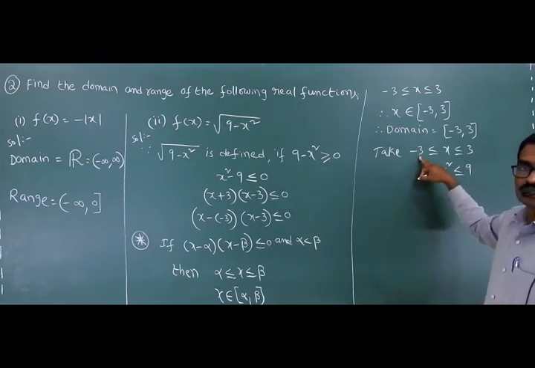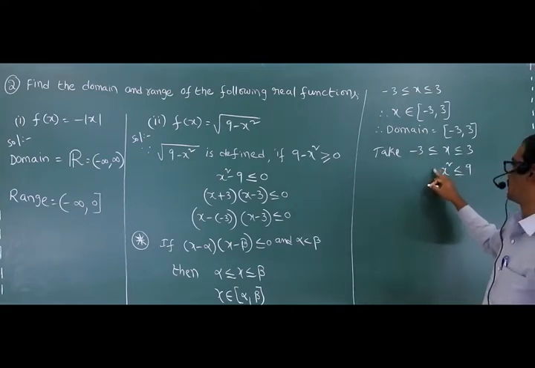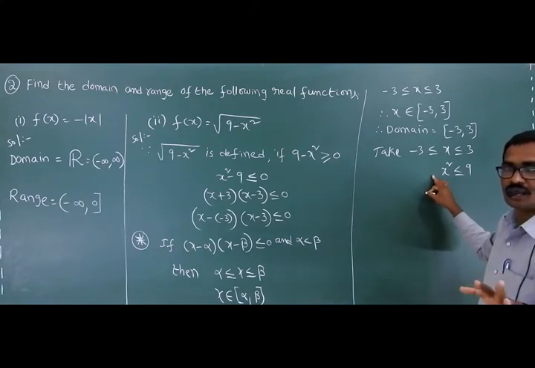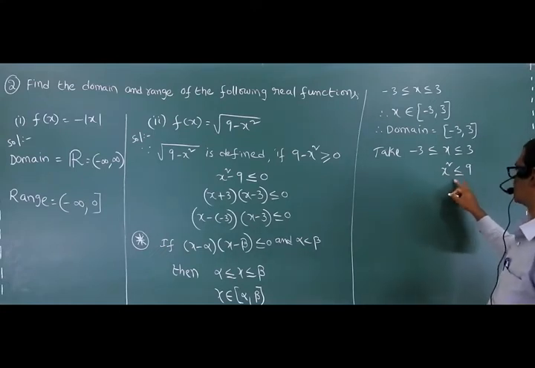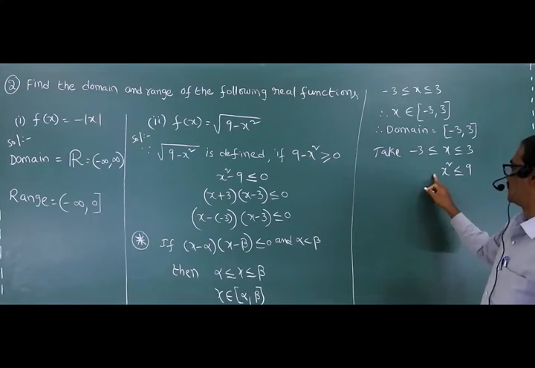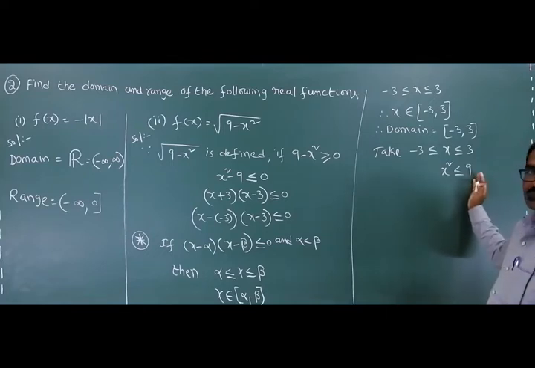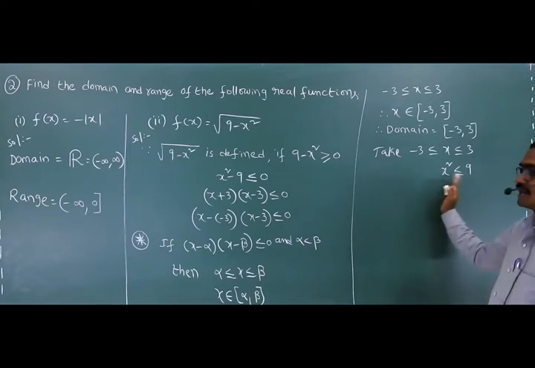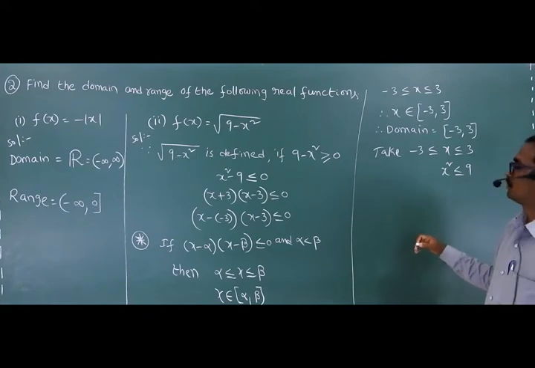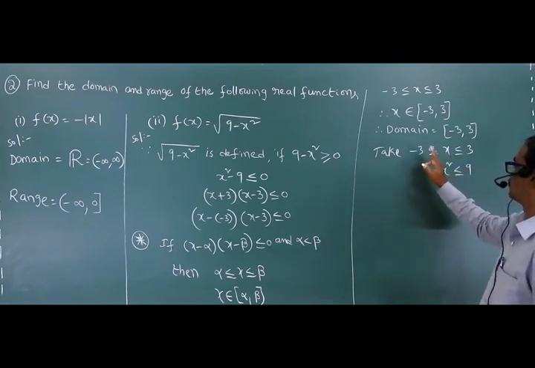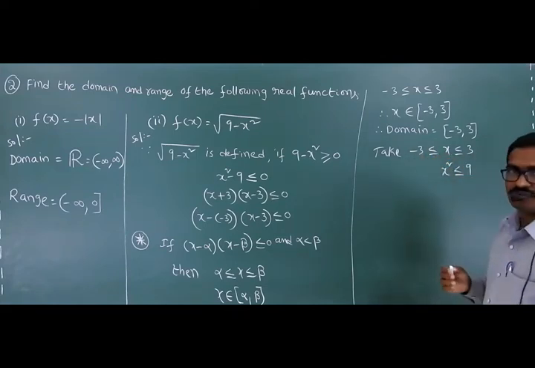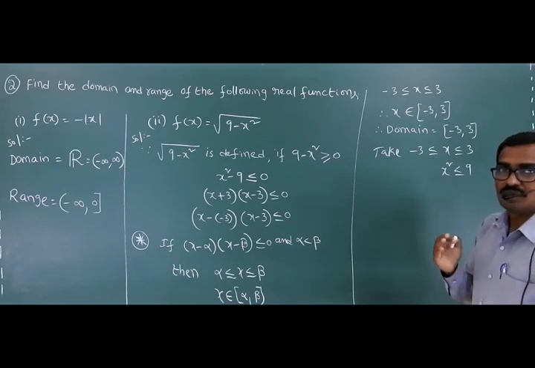Again, you may be thinking minus 3 whole square is 9. We don't write that here, because x square is less than or equal to 9. If you write 9 again, x square greater than would come. The x square values should be less than or equal to 9 only. So the possible x values are minus 3 to plus 3, which means 0 is also in between. 0 is the minimum value here.